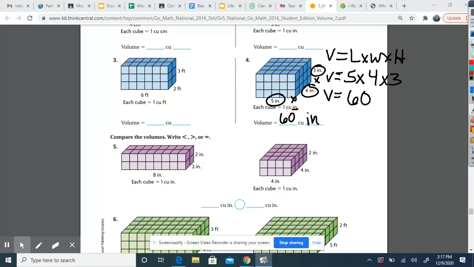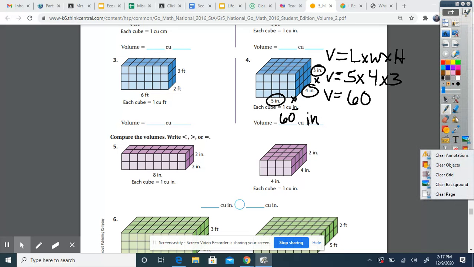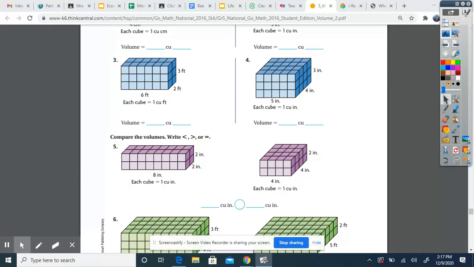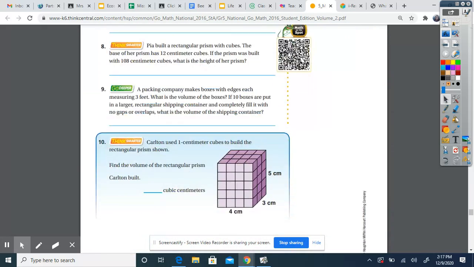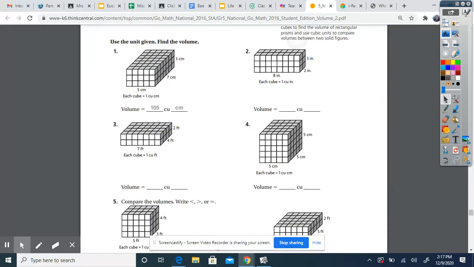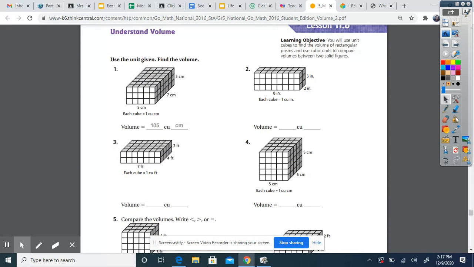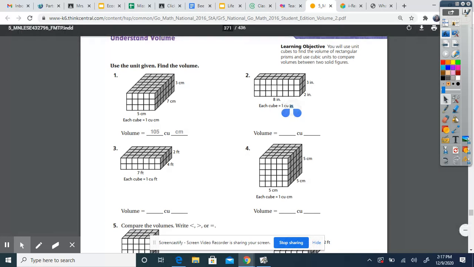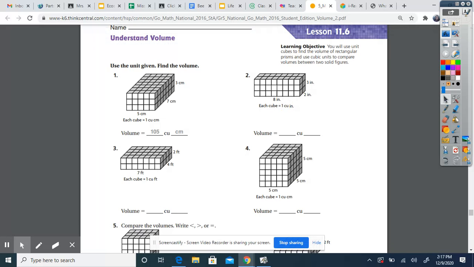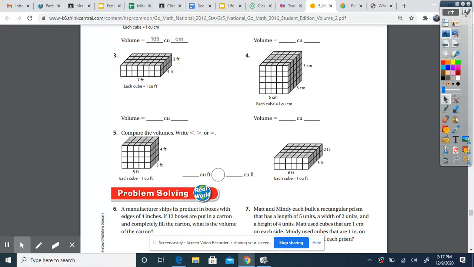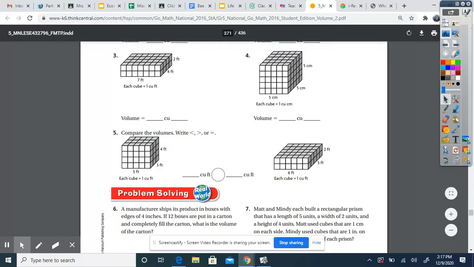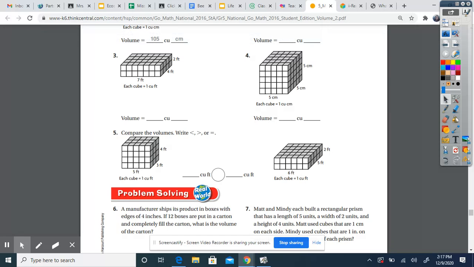Okay, so for today's work, you are going to be doing this page. So you're going to put the volume, cubic unit, and then put the measurements. You have inches on that one, feet, centimeters. And then on number 5, you're going to figure out the volume of this one, and then go figure out the volume of this one and tell me if they're less than, greater than, equal to.